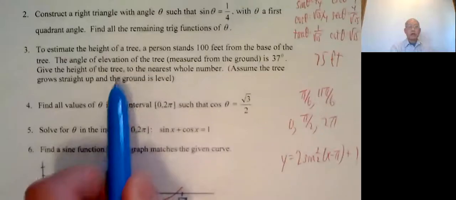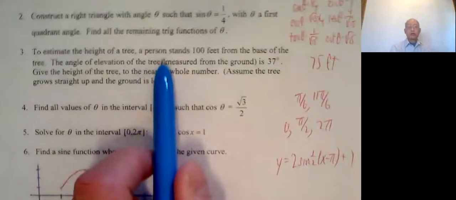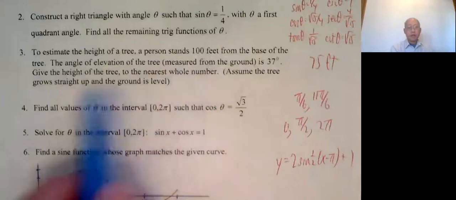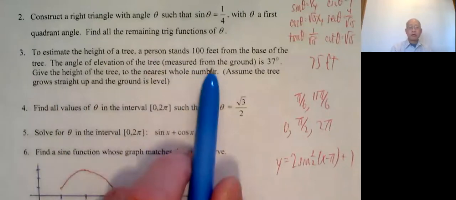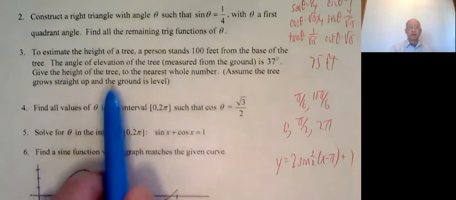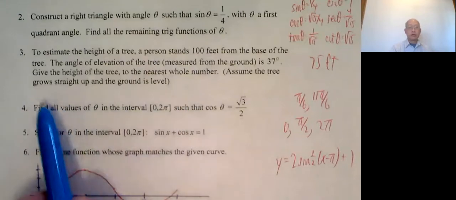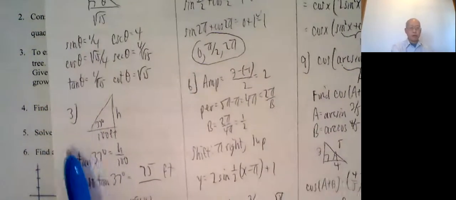Number 3, we have a tree, and you stand 100 feet from the base. The angle of elevation is 37 degrees. Give the height of the tree to the nearest whole number. Assume the tree grows straight up and the ground is level.